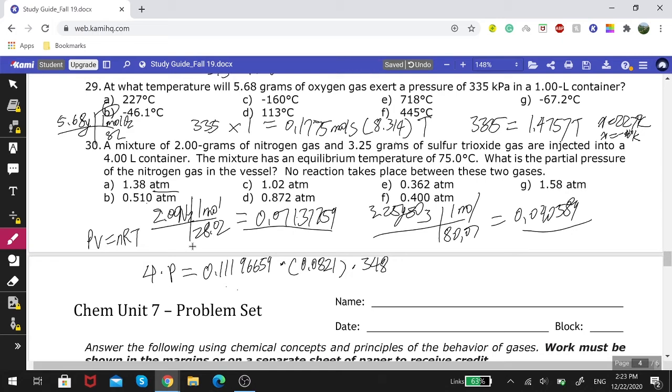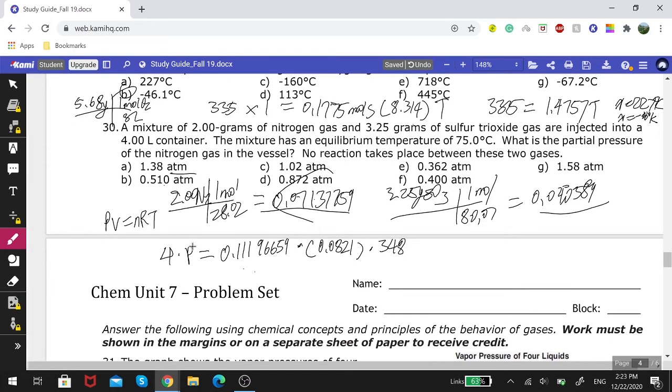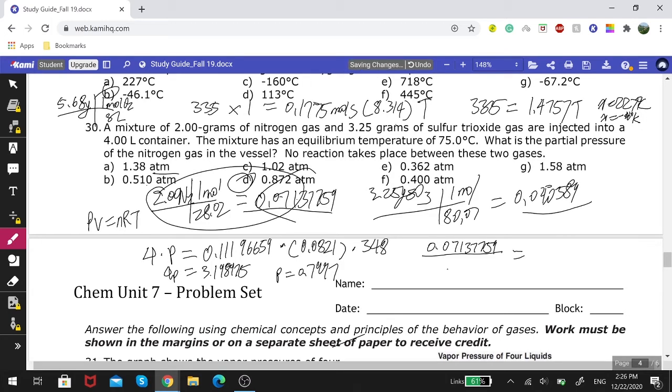If you're wondering where I got this number from, we're going to use the two gases together to get the total number of moles, and then we're going to use that to solve for partial pressure. So now, what does the pressure give us? 4P is equal to 0.111966659 times 0.0821 times 348, which gives us 3.198975. Divided by 4, we have 0.7997. This number is the pressure of the whole vessel.